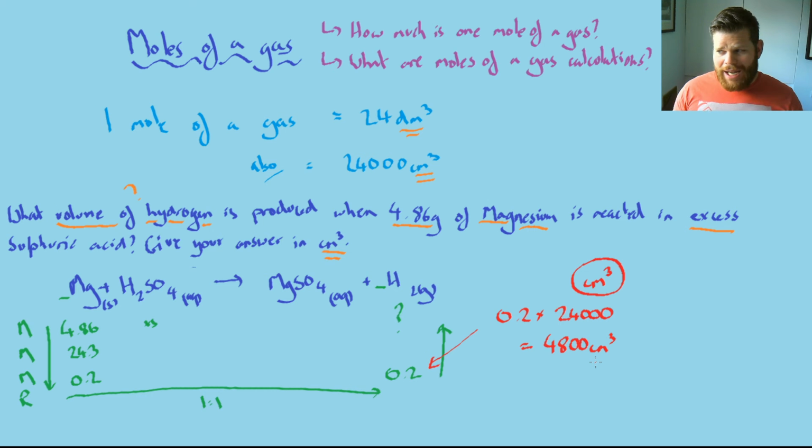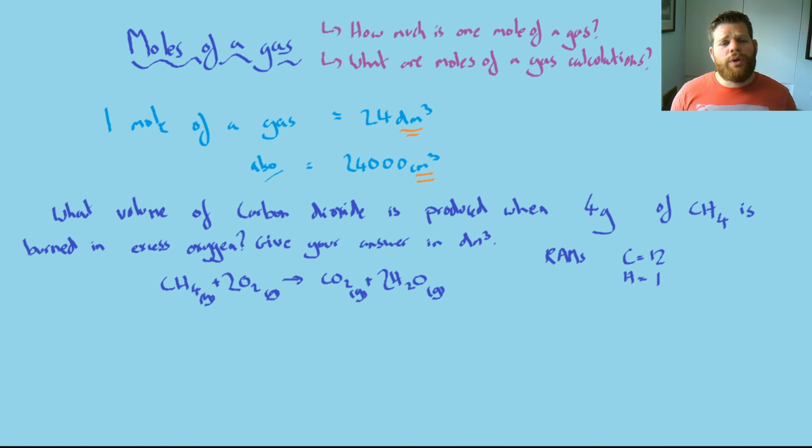So, very similar to what we've done before, only the end is slightly different. As always, I'm going to give you a little question to have a go at. Right, so here's that question. What I'm asking you is what volume of carbon dioxide is produced when 4 grams of methane, CH4, is burned in excess oxygen? I would like you to give your answer in decimeters cubed. I've provided you with the relative atomic masses of carbon and hydrogen. That should be everything you need. So have a go, pause the video, and then check if you're right.